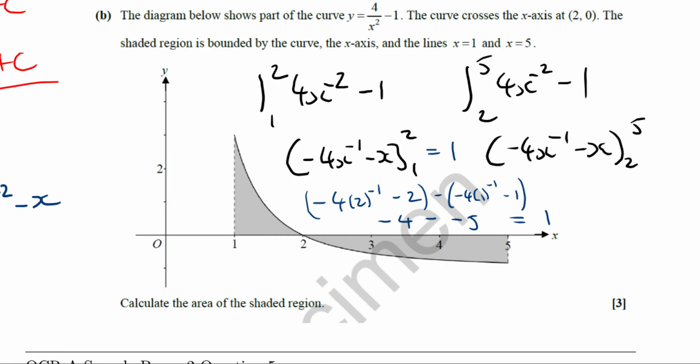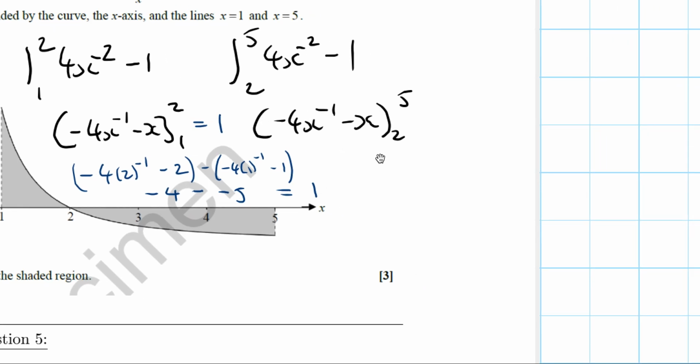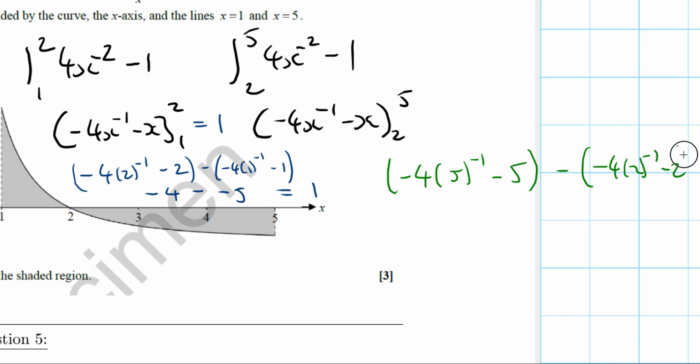And then the next step we've got is minus 4x to the power of minus 1 minus x, between 2 and 5. So it's going to be minus 4 times 5 to the power of minus 1 minus 5, subtract, and we already know this one, minus 4 times 2 to the power of minus 1 minus 2. First of all, we haven't calculated the one with the 5, so it's minus 4 times 5 to the power of minus 1 minus 5, which is equal to minus 29 over 5.